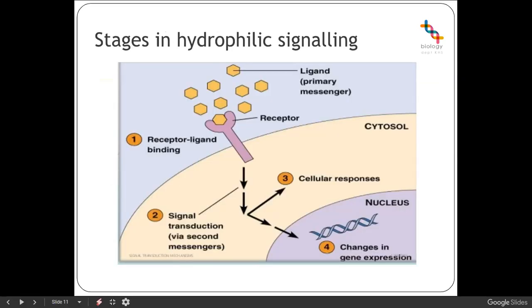So there are three main stages involved in hydrophilic signaling. First of all, we have a reception stage. This is where the signal molecule binds to the transmembrane receptor molecule. And as a result, the receptor molecule undergoes a conformational change. We then have transduction, and this is where the transmembrane receptor acts as a signal transducer by converting this extracellular binding event into intracellular signals. Our last stage is cellular responses. So these intracellular signals will invoke a response from the cell, and that may also change the gene expression.